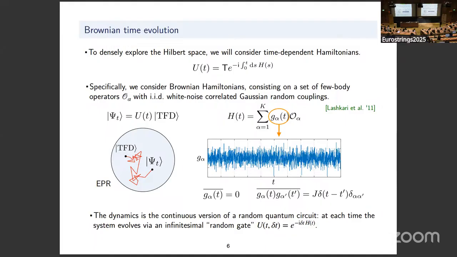And yeah, Brownian Hamiltonians are known in the quantum chaos and quantum information literature because they provide a continuous version of what is known as a random quantum circuit, which is essentially a discrete time model of quantum computation where the gates at each time step are chosen randomly. So here what we are doing is choosing the Hamiltonian randomly at each time step, which is a continuous version of that.